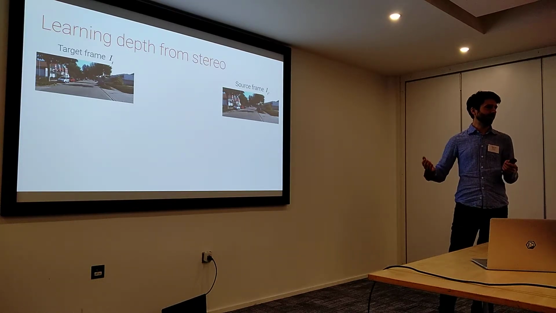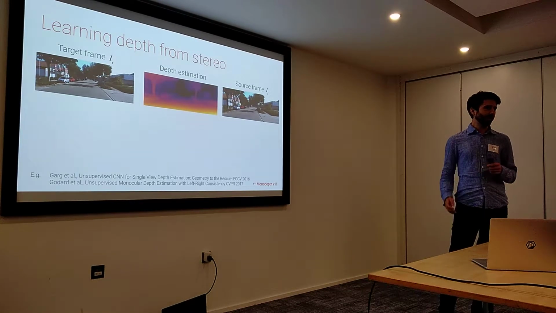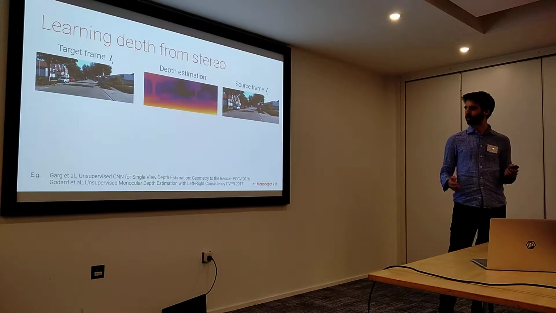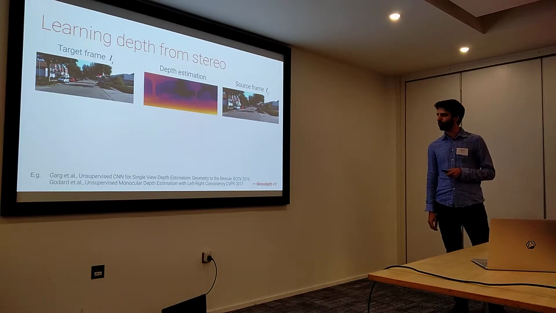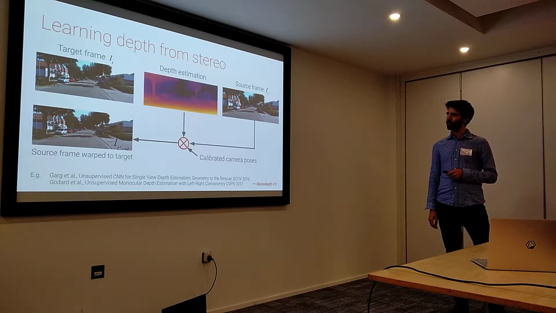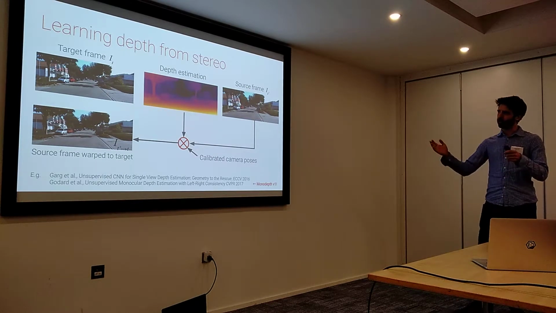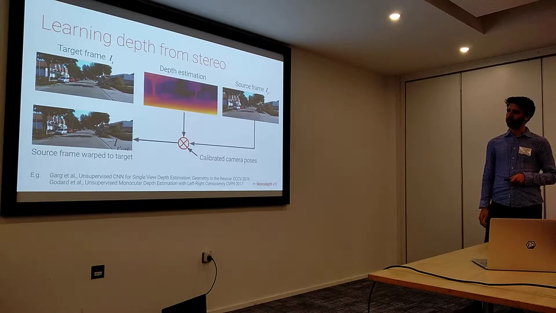So given a left image and a right image, we can learn to regress a nice depth map, and we can use our knowledge of geometry to do this. So we have our target frame, and the depth is aligned with the target frame, and we use our depth at training time to warp the pixels of our source frame. So when we warp the pixels, we create this warped image. We warped our source image. And the idea is that we set up our problem in such a way that when we've estimated good depths, this warped frame will look the same as our target frame.